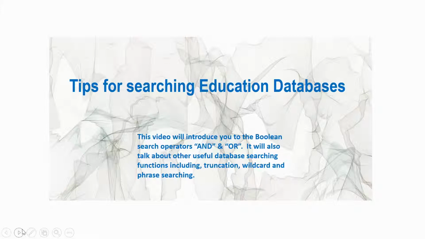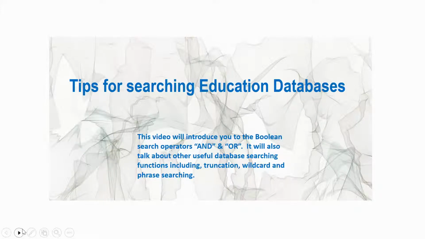So what exactly are Boolean operators? Boolean operators are words that you use to connect your search terms when searching in a database. They help you find more accurate and more relevant results because they tell the database what to find. The most common Boolean operators are AND, OR.